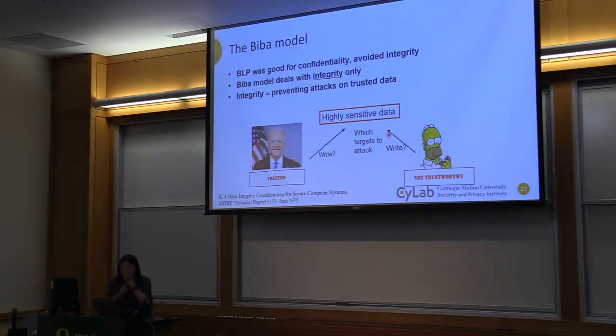Let's see. I'm going to put this nuclear launch code file on top. So this file contains not only highly sensitive data, but also should come from a highly trusted source, right? So when we compare labels, this trusted label, it seems like the president should be able to write it, but Homer shouldn't be able to write it, right? This is the paradigm we want, right?